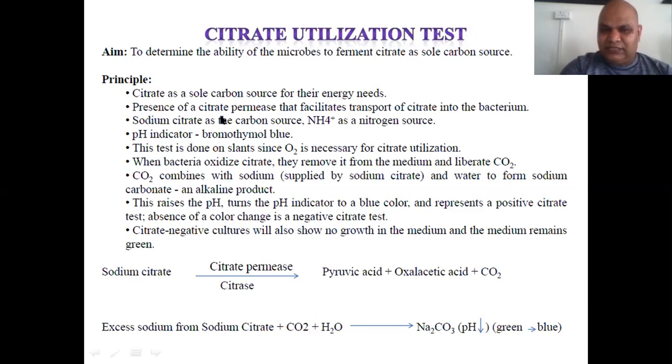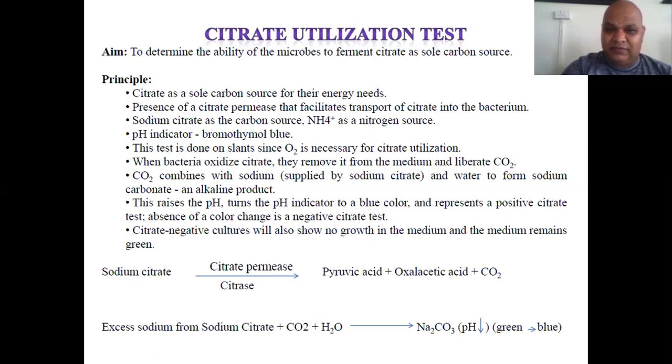Okay, and due to this particular citrate, the transportation of the nutrients into the bacteria takes place. Okay, and the sodium citrate is the carbon source, while the ammonia acts as a nitrogen source over here. And for identification, we use an indicator, that is bromothymol blue. Okay, so this test actually works in the presence of oxygen. It means that's an aerobic condition.